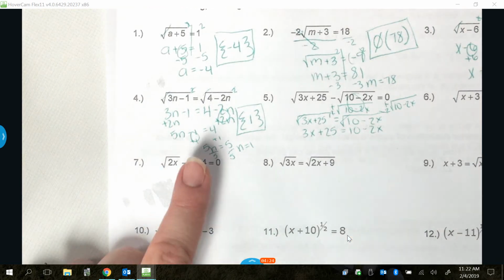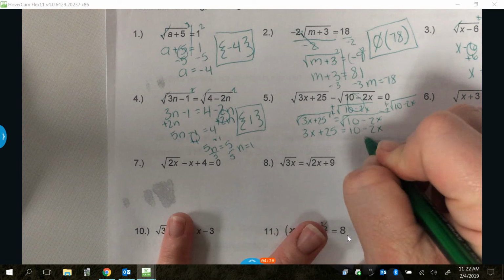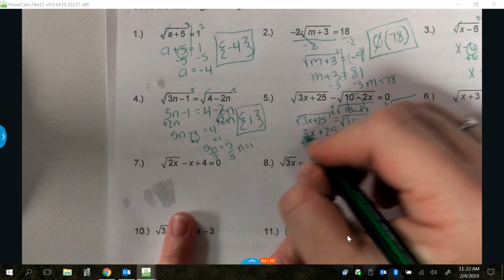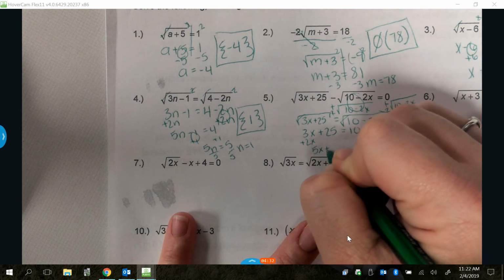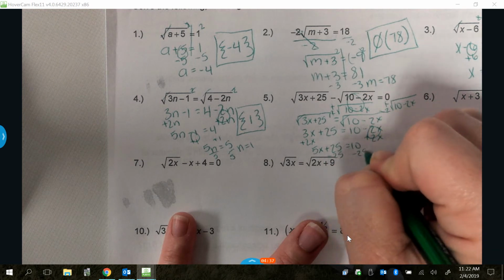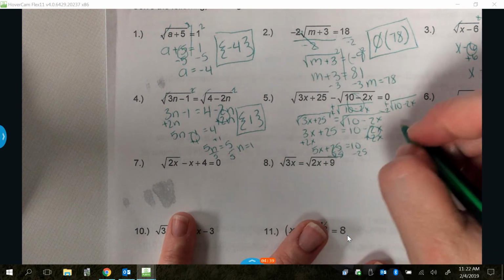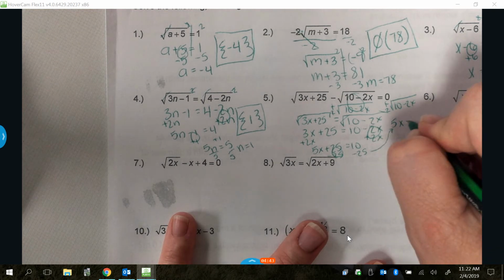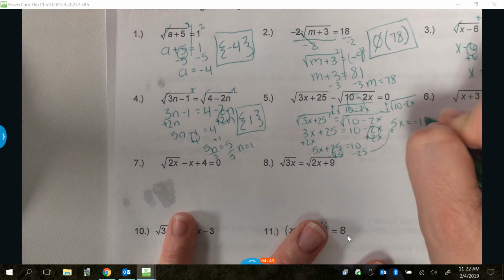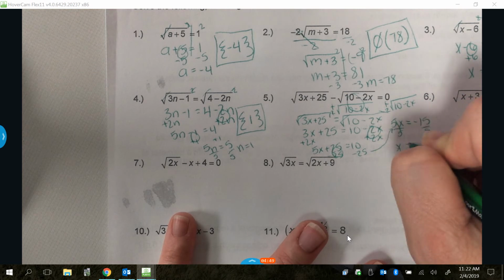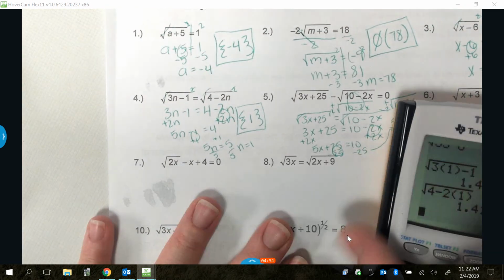So now we solve it just like we did here. So we're going to add 2x to both sides. That leaves me with 5x plus 25 equals 10, minus 25 minus 25. That leaves me with 5x equals -15, divide both sides by 5. X equals -3, so let's check it.